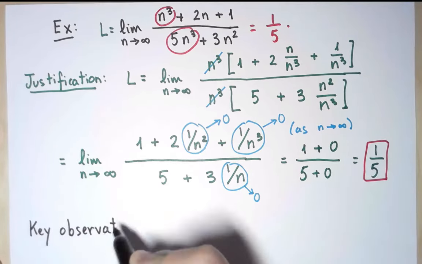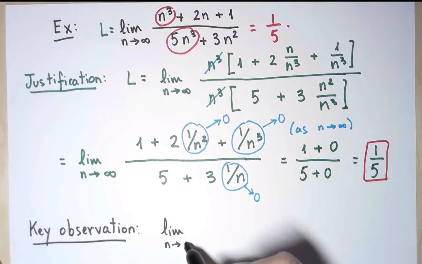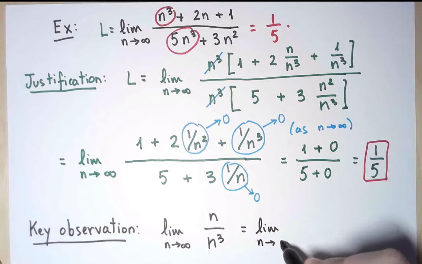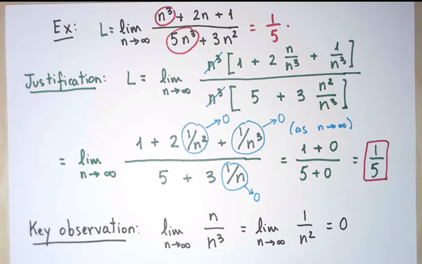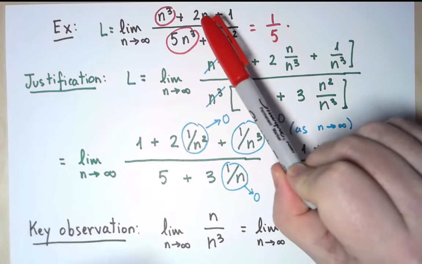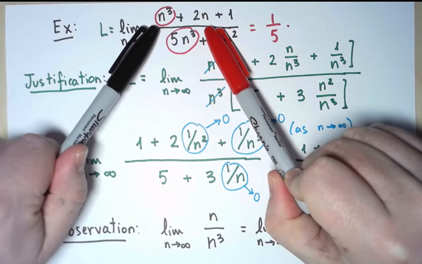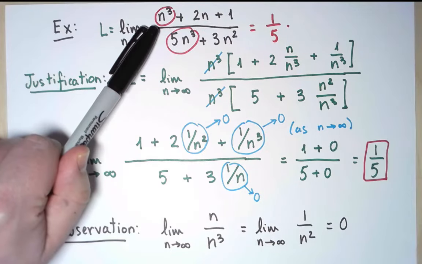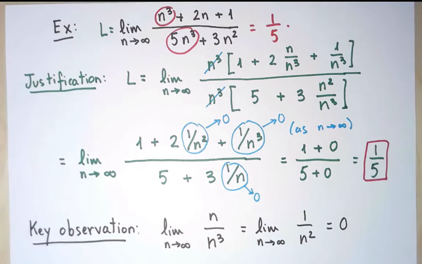The key observation here is that the limit as n approaches infinity of n over n cubed is the limit of 1 over n squared, which is 0. And the same is true for the limits of the other quotients. And that is why, when I have a sum of an n cubed term and an n term, the n term is irrelevant, and the n cubed term determines the answer. The same happens with the other irrelevant terms.